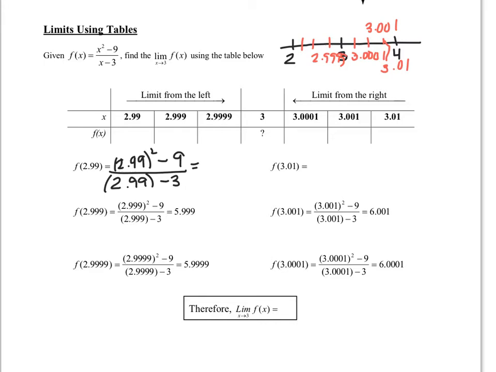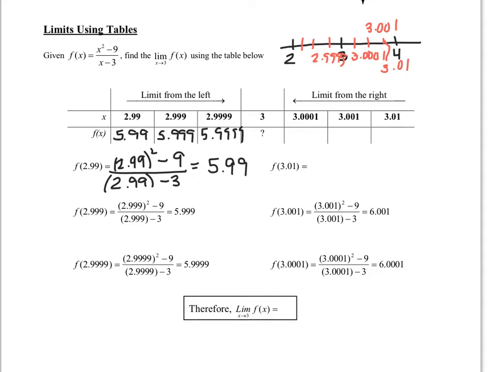Okay, I got 5.99. So that's what I'm going to put here. By putting this number, 2.99, into the x, I found that f of x was 5.99. So I can go ahead and put that here. Now, I'm not going to waste your time plugging things in. I've already done it for you. I plugged in the next number, 2.999, into x squared minus 9 over x minus 3, and I got 5.999. And then I tried plugging in 2.9999 into all x's, and I got 5.9999.